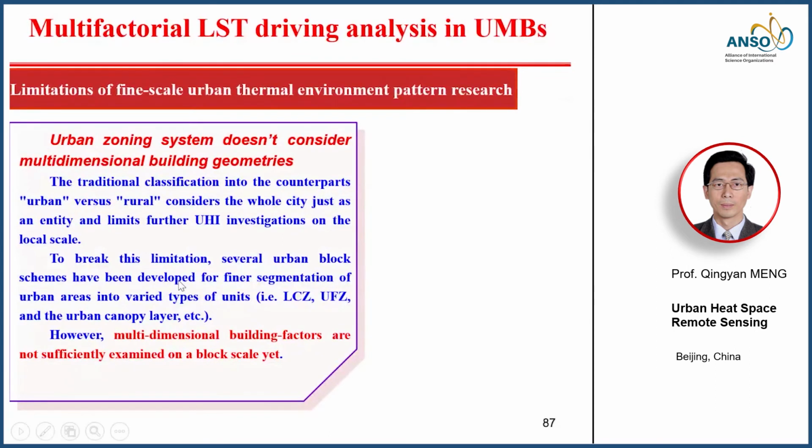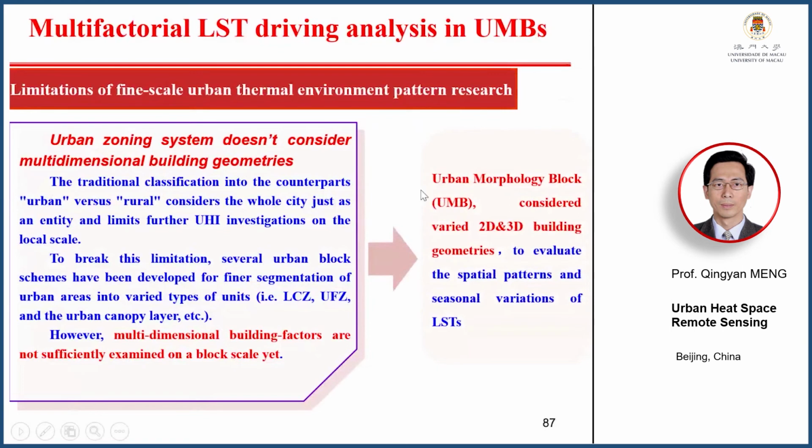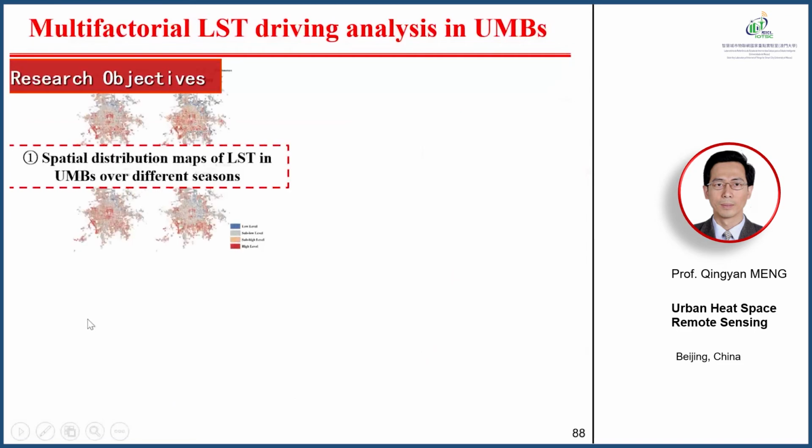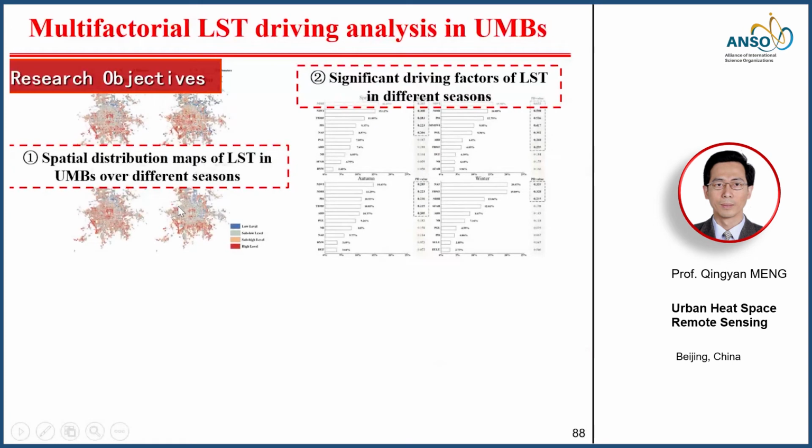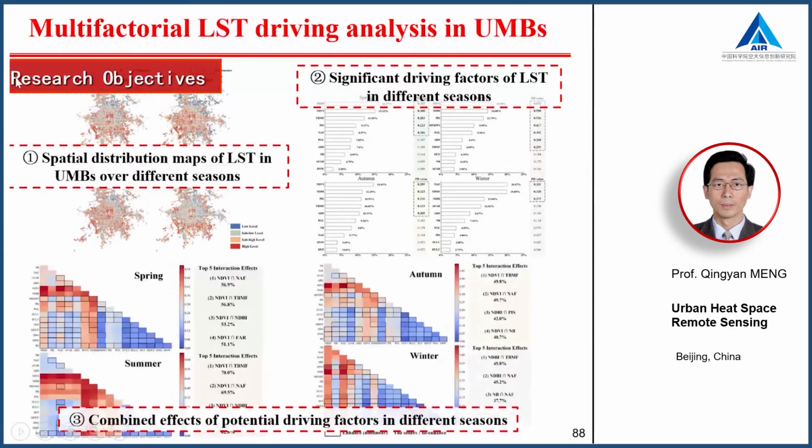For example, the urban zone system doesn't consider the multi-dimensional building geometry, but it's very important. So the urban morphology block, UMB, considers the varied 2-dimension and 3-dimension building geometries to evaluate the spatial patterns and the seasonal variety. And also the spatial distribution map of the LST in UMB over the different seasons. Then the studies identify the significant major driving factors of LST in different seasons, and combine the effects of the potential driving factors in the different seasons.